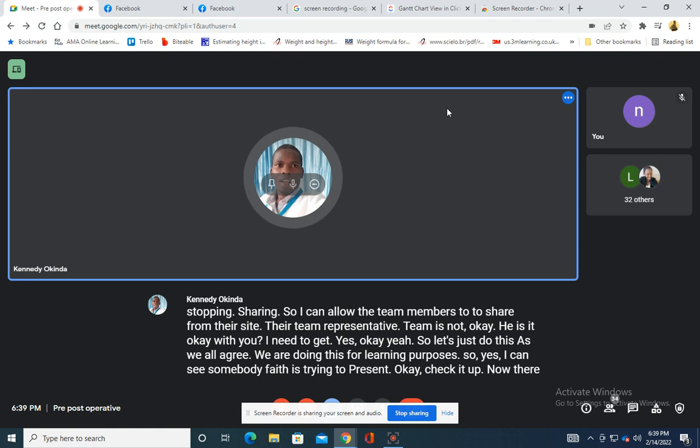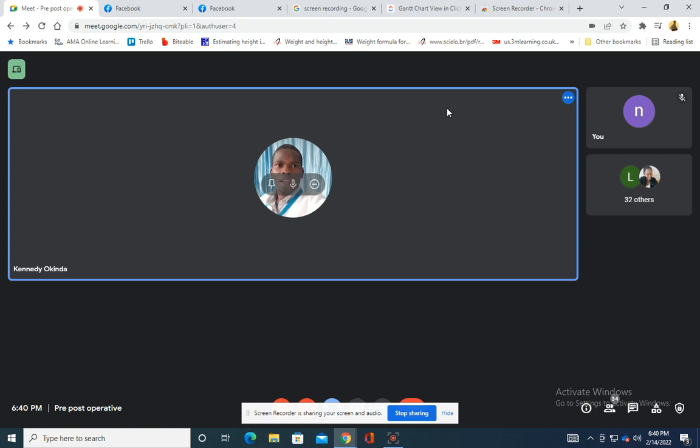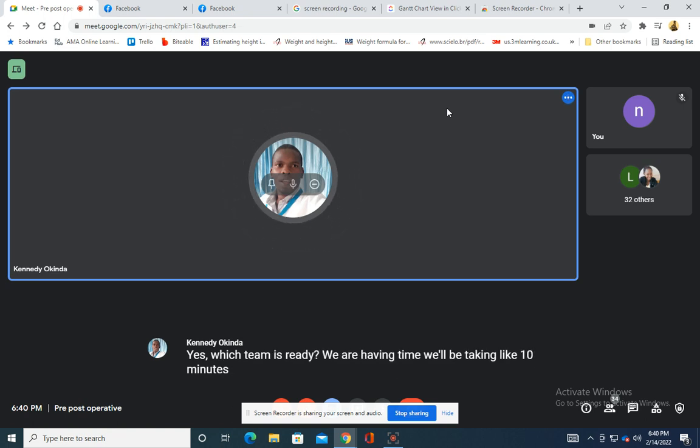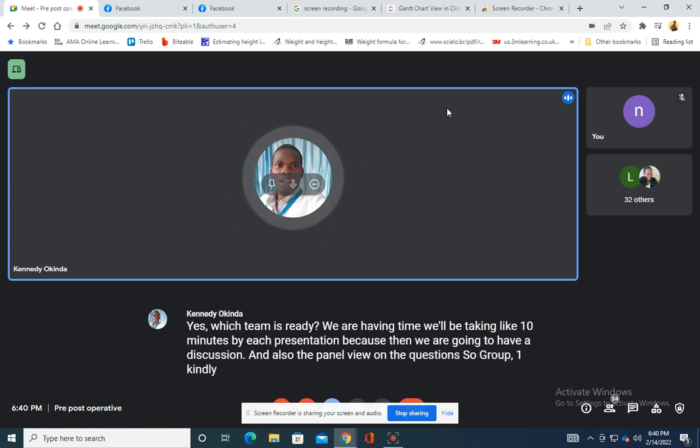The first group. But yeah, but we should not hold certain positions like with those politicians. You know, the county has got both a political and administrative Yes, wing, because which team health is being ready? We are devolved, having time. We'll the be taking eyes like of the 10 minutes per regulators each are basically presentation within the county because at the system. end we are going to have a discussion and also the panel view on the questions. mm, So group one, kindly, don't take mm, much time. The group that is ready, kindly project your presentation.